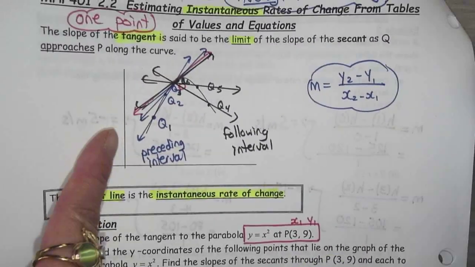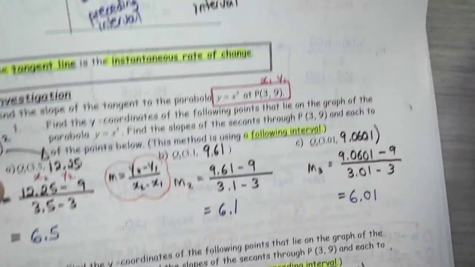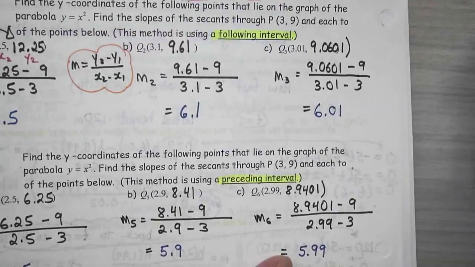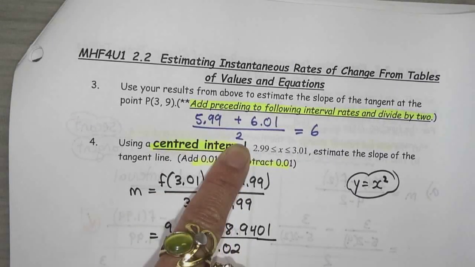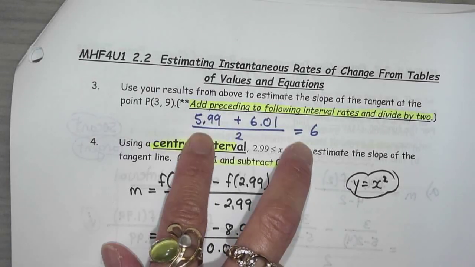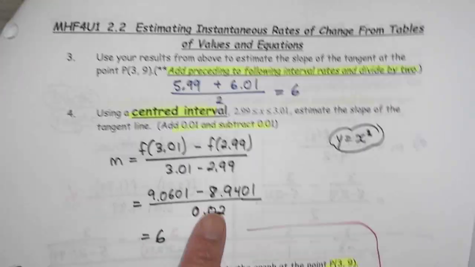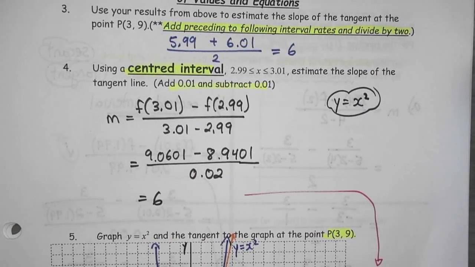So this was us finding the preceding slope. The following slope is after it. So this was the following and the preceding. What we did is we took those two numbers, we added them and divided by 2 to get the average of the preceding and following. So that was one method. And then this next method that we had was the centered interval.